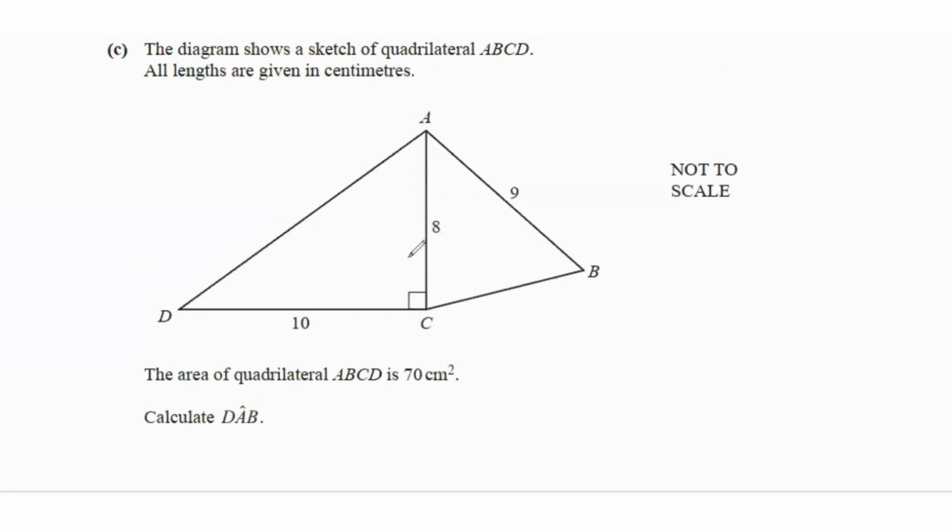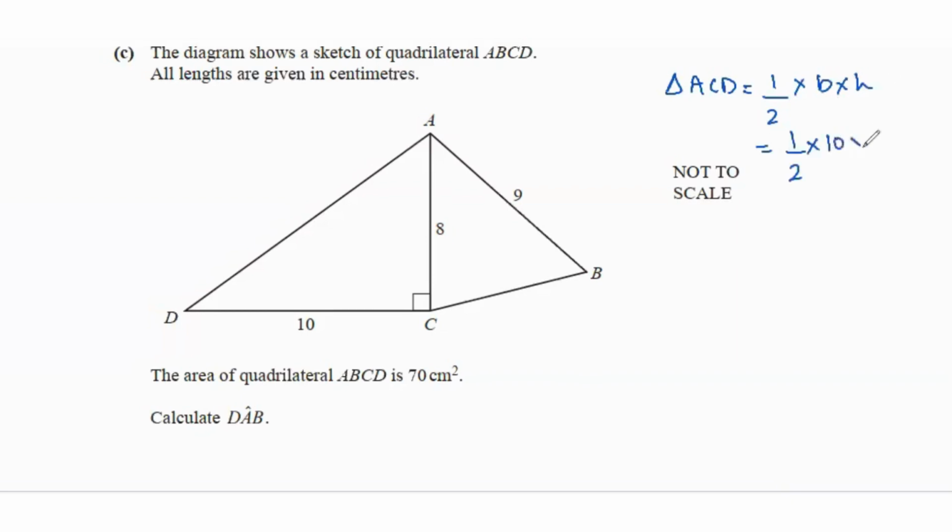So what we can do is start with finding the area of the triangle ACD, which is 1/2 times base times height. Base is 10 and height is 8. So that's going to be 40 centimeters square. That means the area of triangle ABC would be 70 minus 40, which is 30 centimeters square.